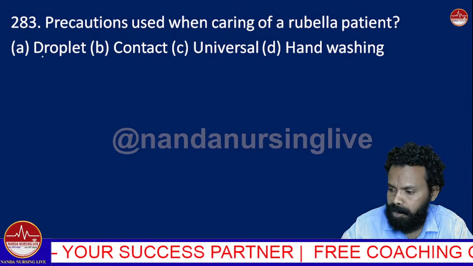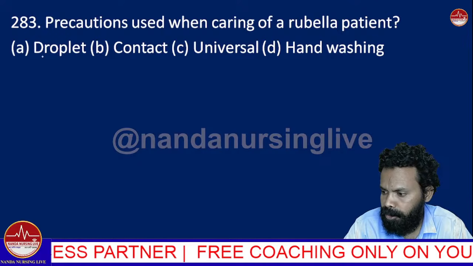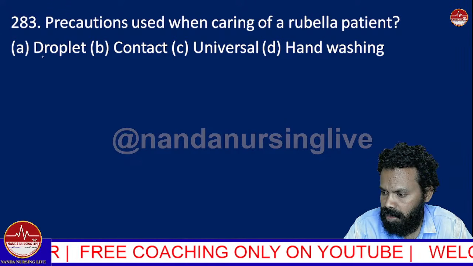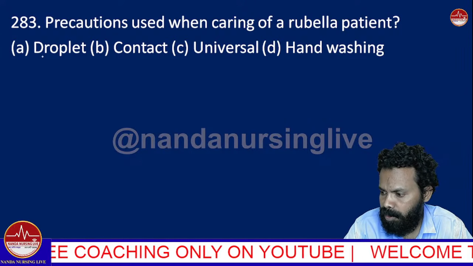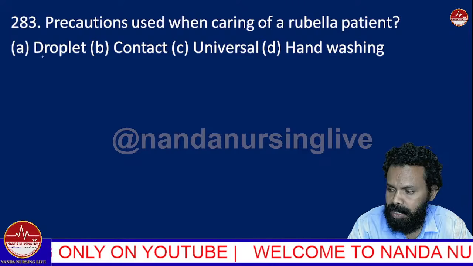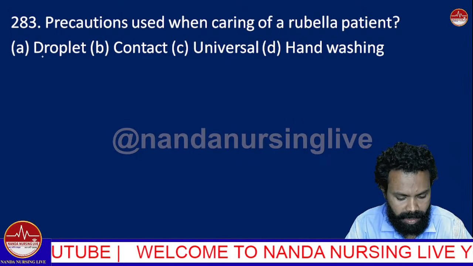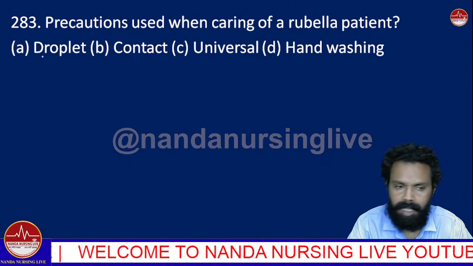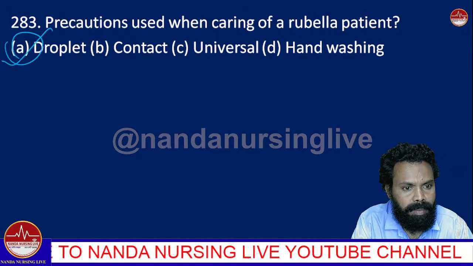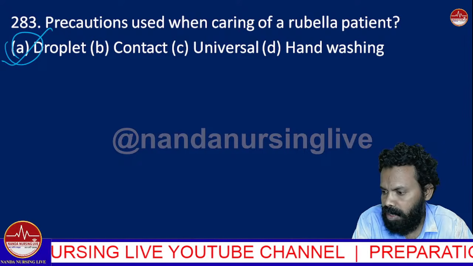Very good. Option A is the correct answer, right? When caring for a rubella patient, particularly postnatally acquired rubella, droplet precautions are crucial for 7 days from the onset of the rash. Option A is the correct answer. The precaution used when caring for a rubella patient is for droplet infections, right? Option A is the correct answer.